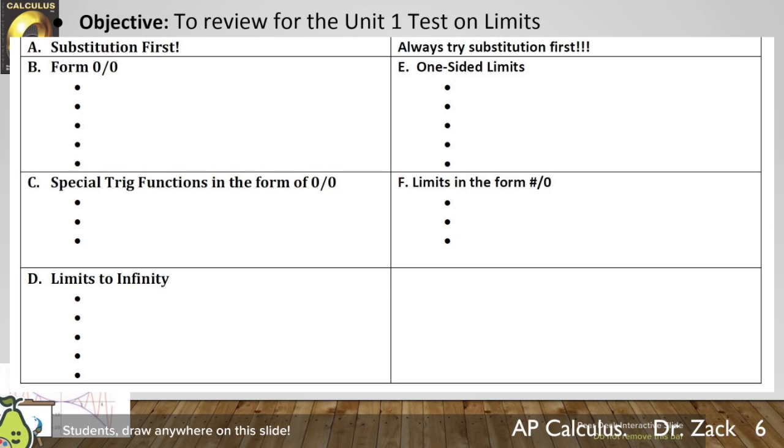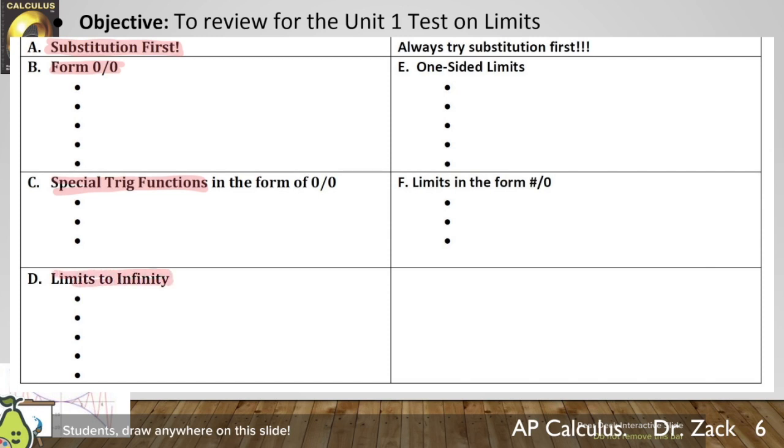So this is your opportunity to create a study guide. Now, you know, whenever we're working with a limit problem that's analytical, you must try substitution first. So you've tried your substitution. You always try it first. You come up with a form of 0 over 0. What should you do? How should you attack this problem? Write down some of the ideas that you know would be useful. We also talked about special trig functions that were in the form of 0 over 0. So once again, write down the information that could be useful when studying for your test.